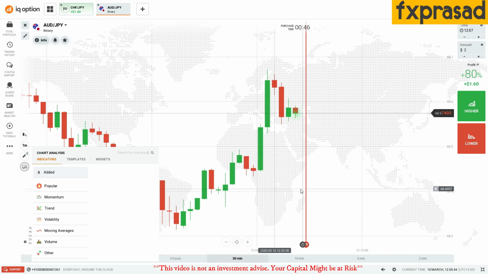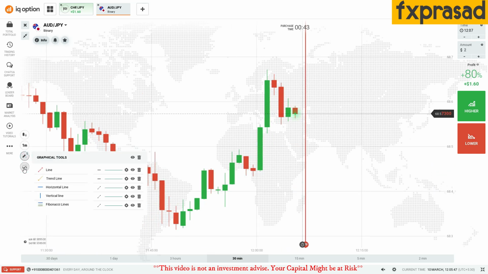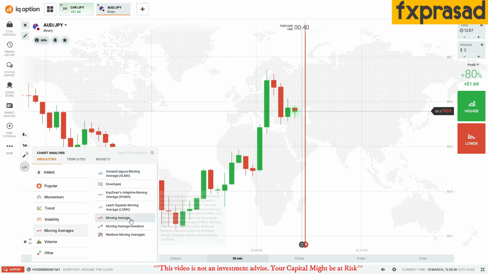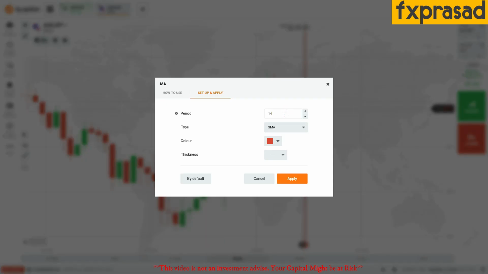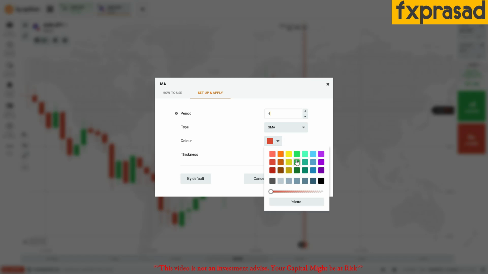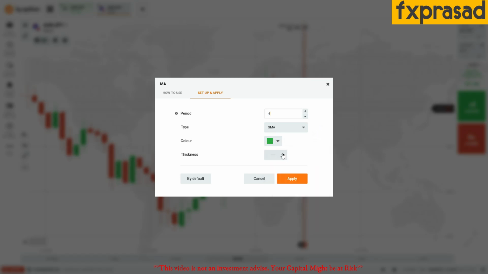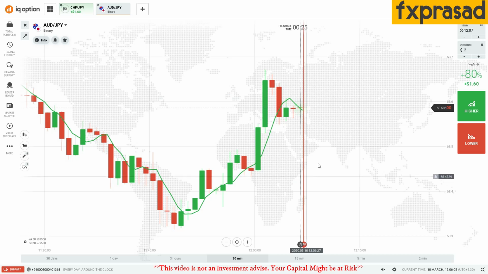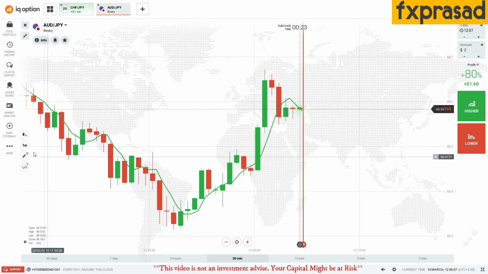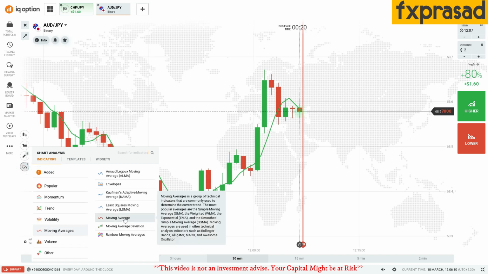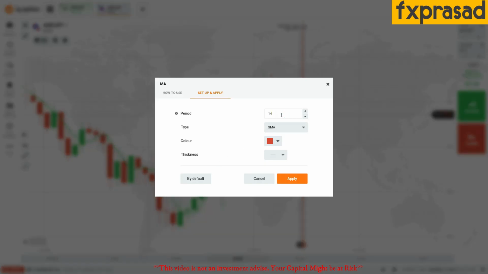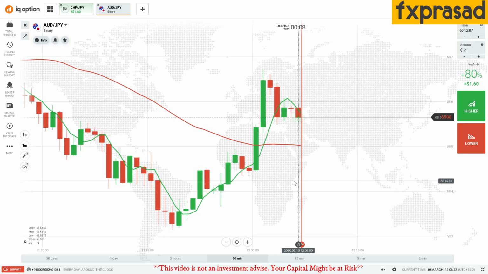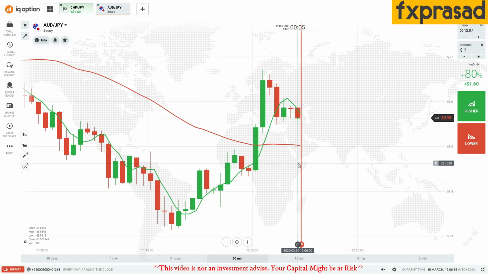First of all I remove all of them and now check it. Go for moving average and take moving average again. The first period is 4 and the color is dark green. Then apply. This is the buying line. Again I take a moving average. This period is 45 and I use red. Again I go with apply. This is the setting of my moving average.